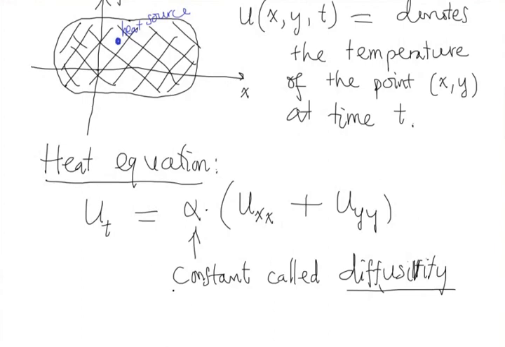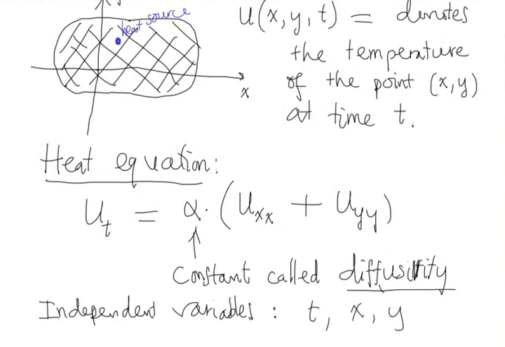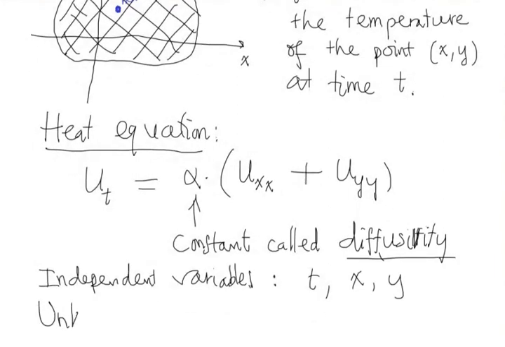So we see that this is an equation that contains derivatives. It's definitely a differential equation, but it also is a PDE because the independent variables here are t, x, and y. And of course, the unknown is u.